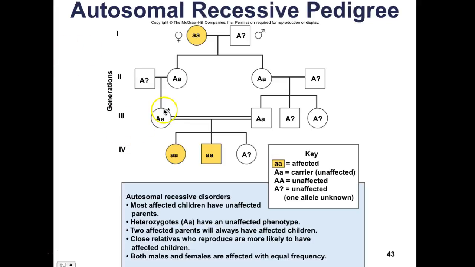What you could see here is a special case scenario where the daughter of the one couple had a relationship with the son of the other couple, and they happen to be relatives. And what you could see there is that if you are a close relative who will reproduce, you're going to increase the chance of having an affected child.